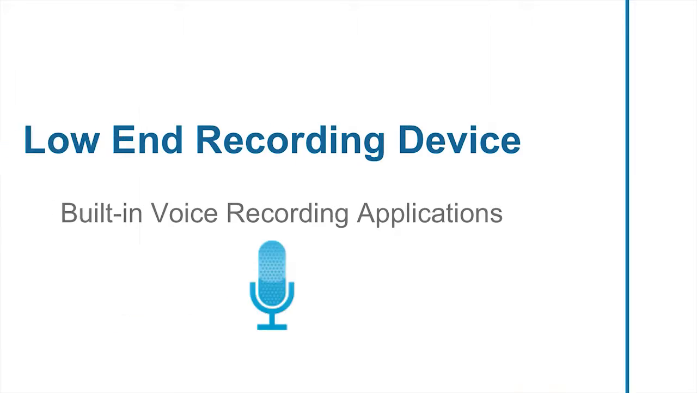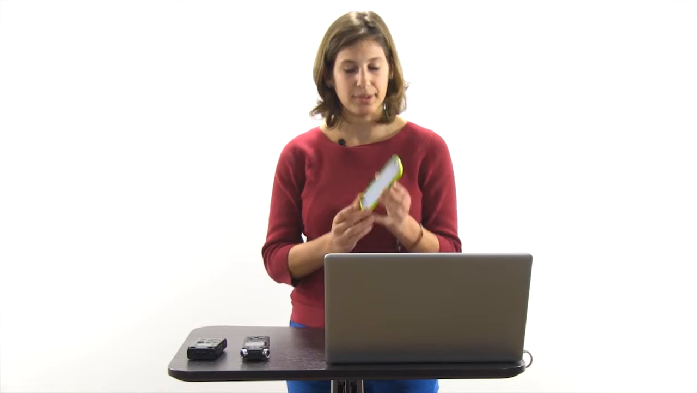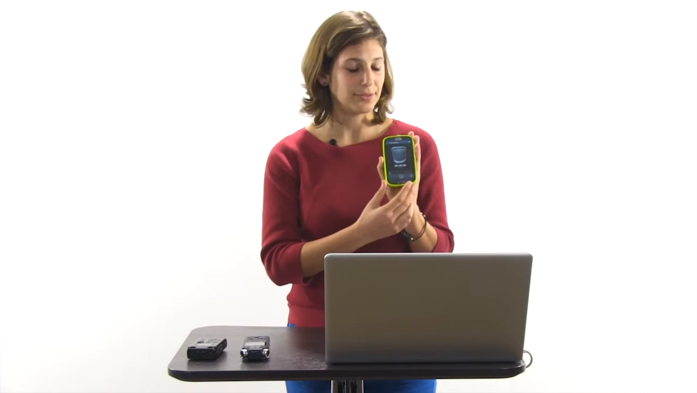So with that in mind, let's first go into the low-end recording device. Most phones are equipped with a voice recording application. It's built into the phone. Even now, newer phones, which aren't necessarily internet phones or smartphones, as some people call them, have these capabilities built into them. So I'll demonstrate with the phone that I have. And here, you go to the home screen and you can choose the voice recorder application. This one has a nice microphone on it, so you know that it's going to start voice recording.